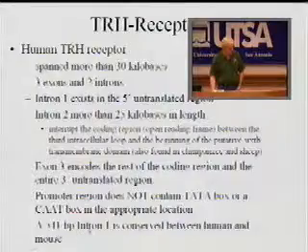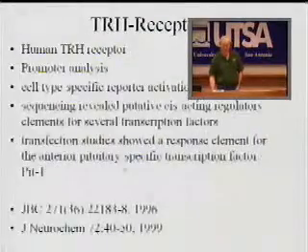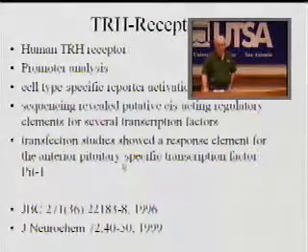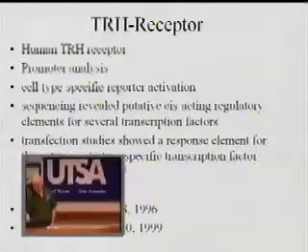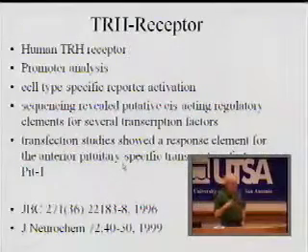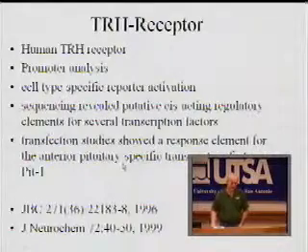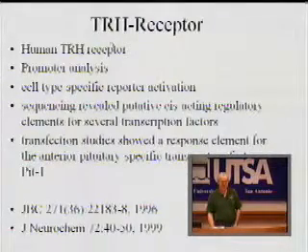A 541 base pair intron 1 is conserved between human and the mouse. So these might not be the most interesting observations, but hopefully you can pick from that information what you think should be the most important parts to become very familiar with for being tested over this material.